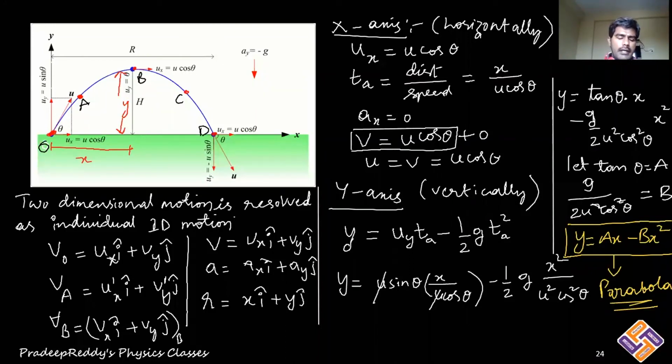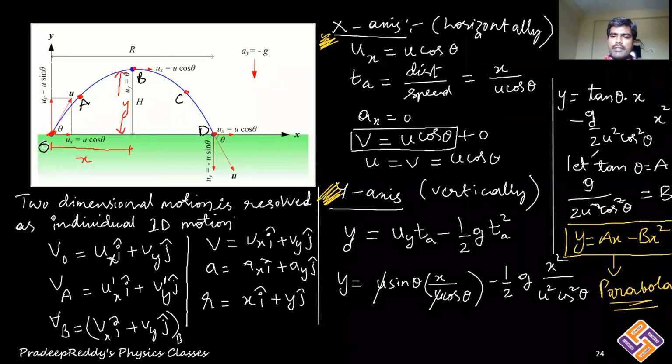Therefore, you can clearly tell the path of the projectile is a parabola. So in order to prove that, simply you are considering motion along the x-axis, and then motion along the y direction. Taking the value of time of ascent which you got from the x-axis, you substitute that in y, so that you get the equation y equal to ax minus bx square.